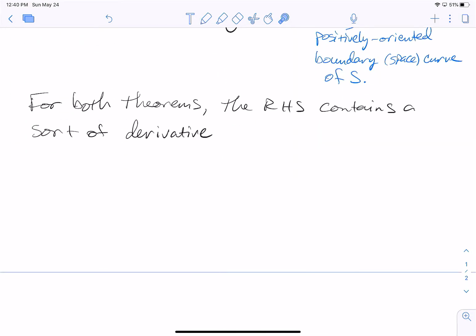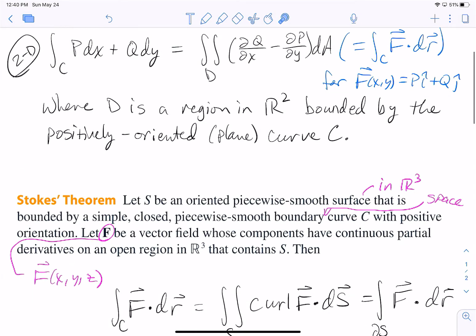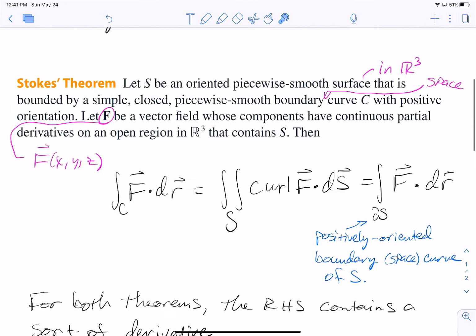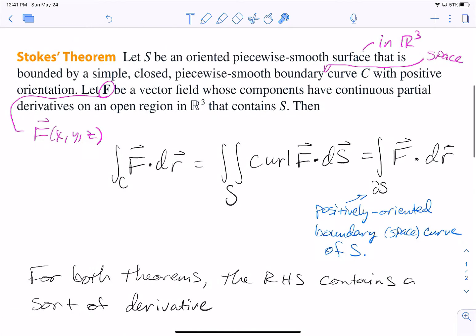For both theorems, the right-hand side contains a sort of derivative, right? With Green's theorem, we have the partial of Q with respect to x minus the partial of P with respect to y. The partial derivatives are floating around. And the curl of F is actually a kind of derivative. Remember, it's the del operator cross F, and the del operator's components are partial derivatives.